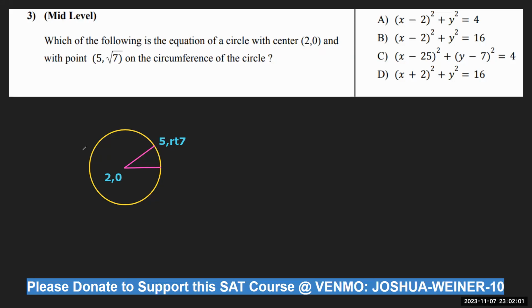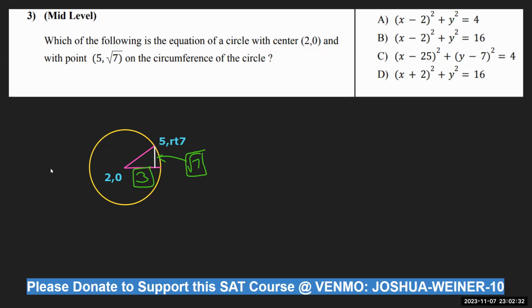So then what we have is, draw a vertical line. We have the distance between 2 and 5, which means the base of this triangle is 3 units. And then the height, or that white stick there, is between 0 and the square root of 7. So that's the square root of 7.